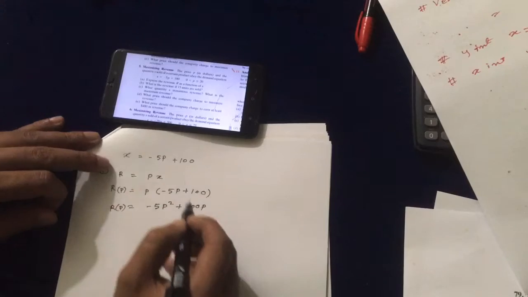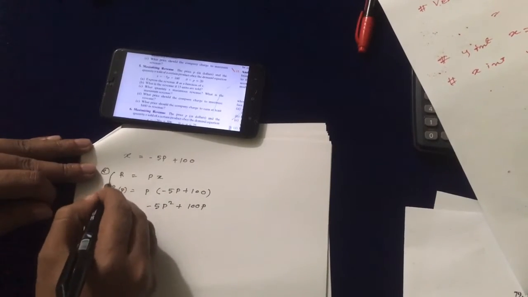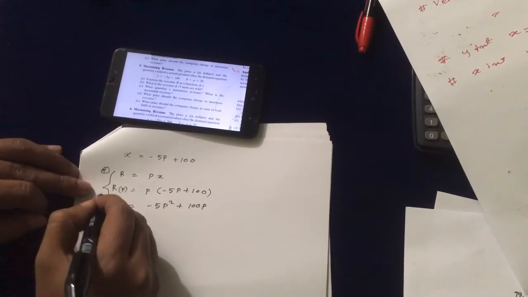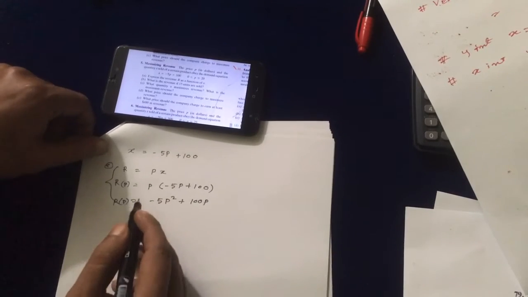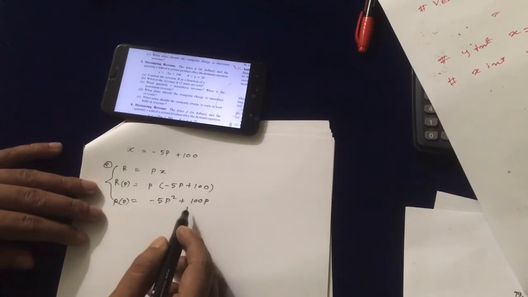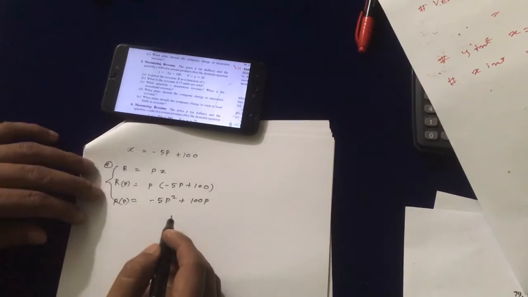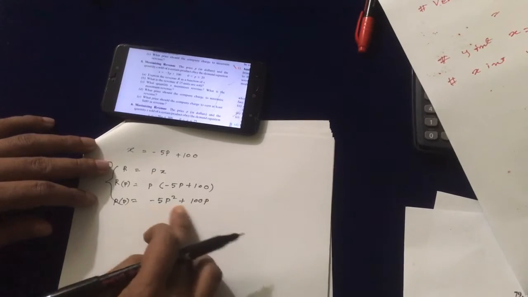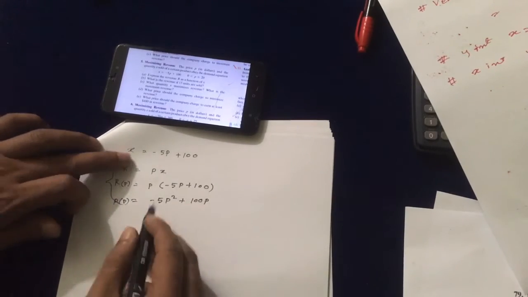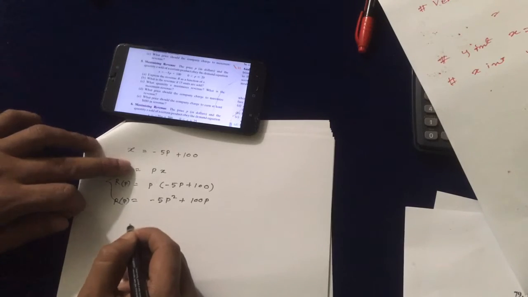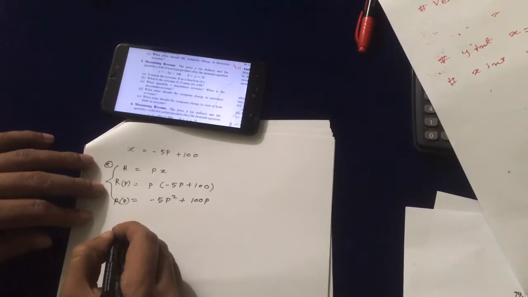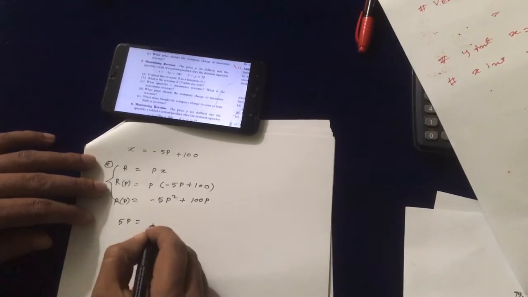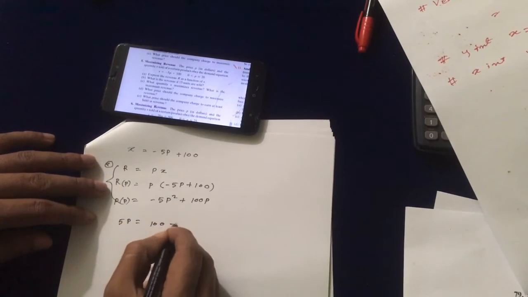Just to be clear, this is not the answer to this question. If the question were expressed in terms of P, then this would be the answer, but they said R as a function of X, so the answer has to come in terms of X. So how can I do it? We have to find out what P equals. So it will be 5P equals 100 minus X.